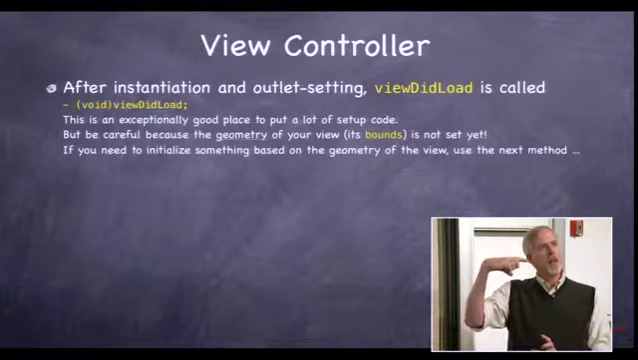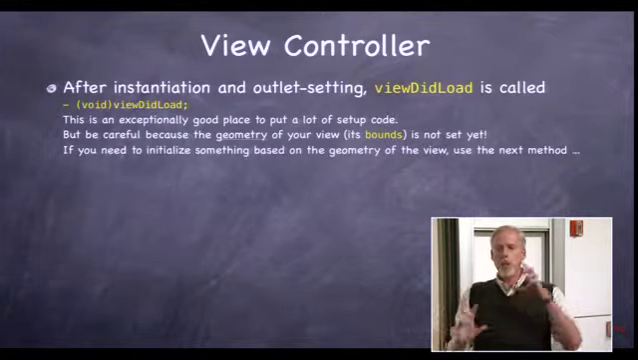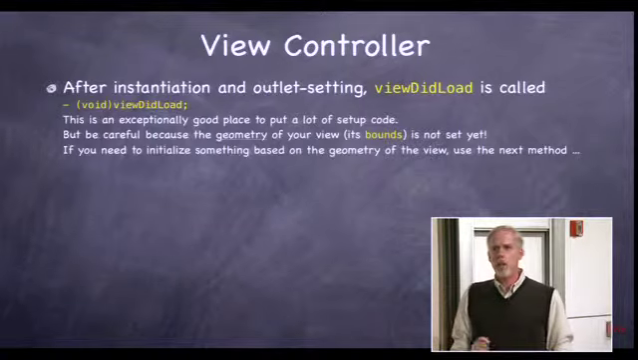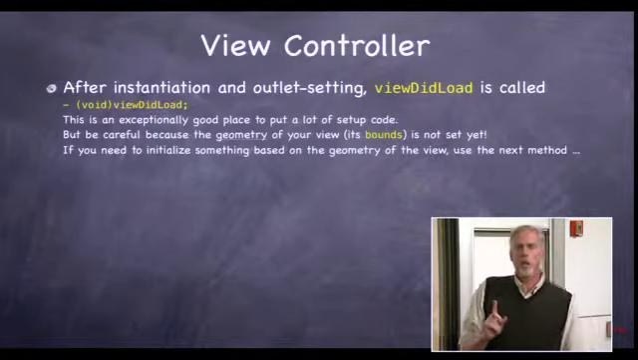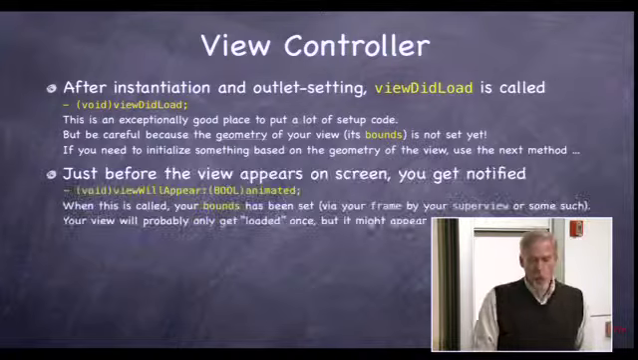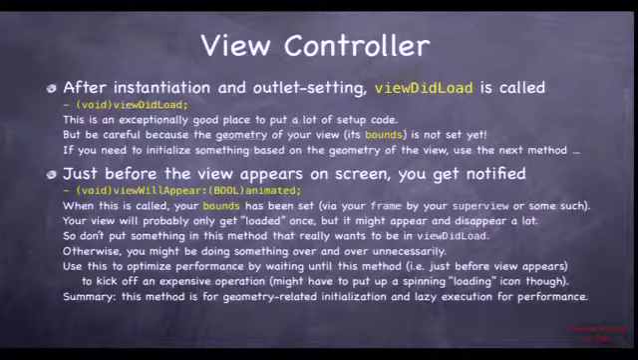You see what I'm saying? And that has not happened. That squishing or placement has not happened by viewDidLoad. So be careful in viewDidLoad with geometry. If you do want to set something based on geometry, you want to lay something out, then the next one is a really good method. It's viewWillAppear. Okay?